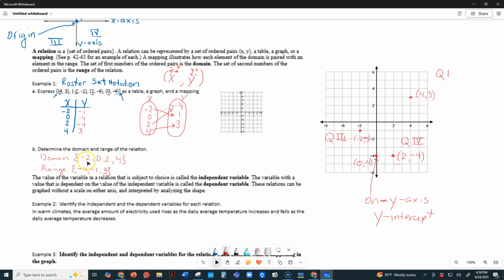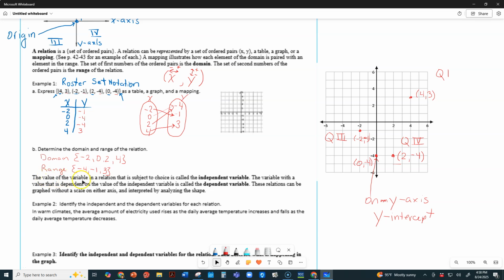Okay, so the numbers that associate with the X-axis, those are called the domain, and this is how we would list them. Again, they're listed in numerical order. We put the brackets in front because it is a set of numbers, and we do not repeat. Okay, so the range only has one -4 because we had that -4 listed twice, and we don't list them twice.